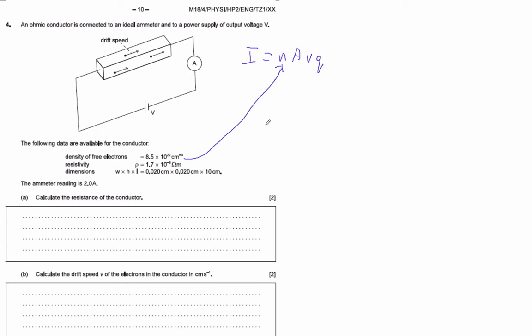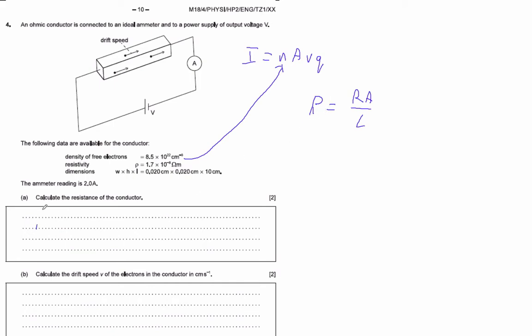Notice that they're giving us resistivity in ohm meters, and so this is somewhat problematic. And then we're also going to use the resistivity, which is the resistance times the area over the length. This looks like a rho, looks like a density symbol, but it's not. So the first thing says calculate the resistance of the conductor.